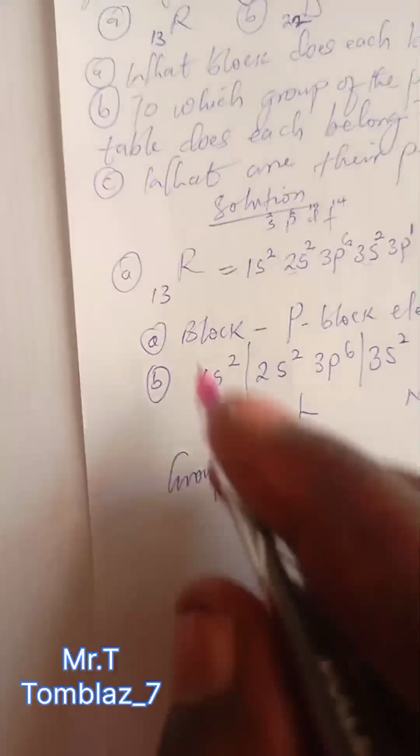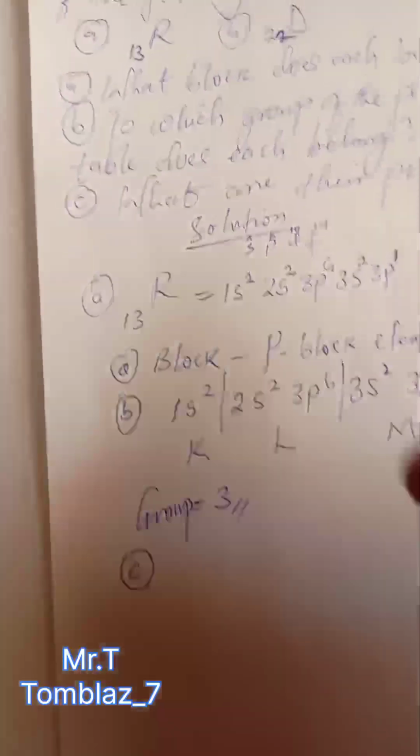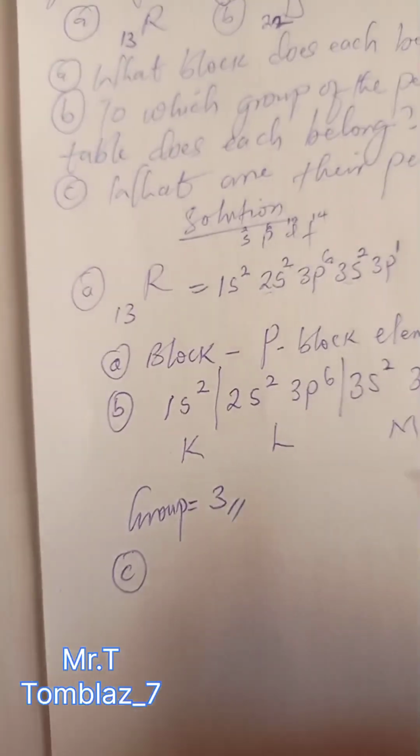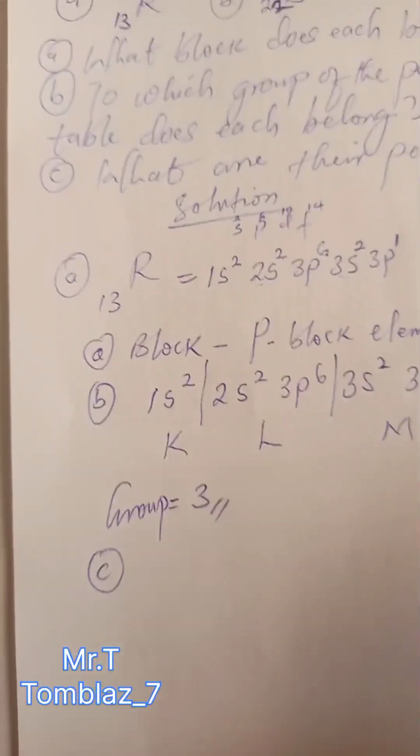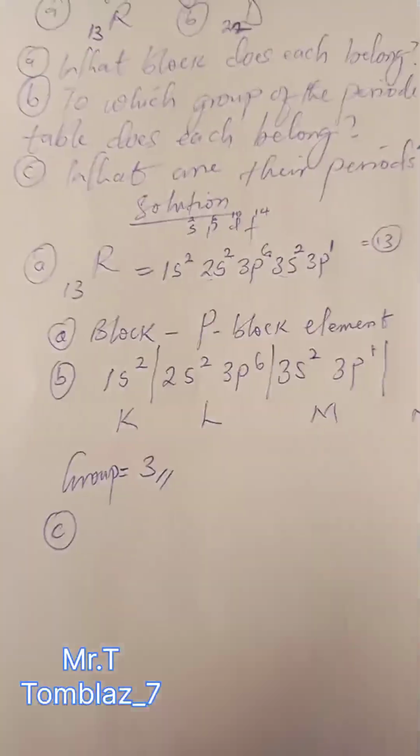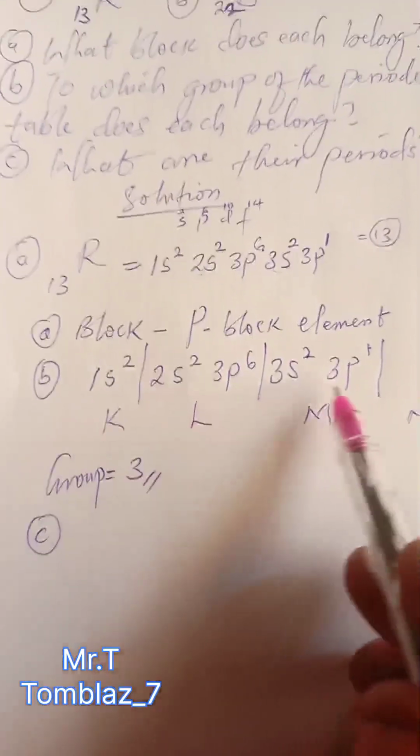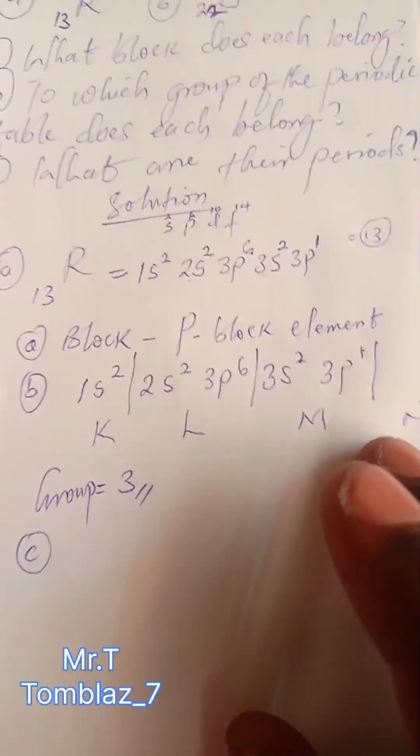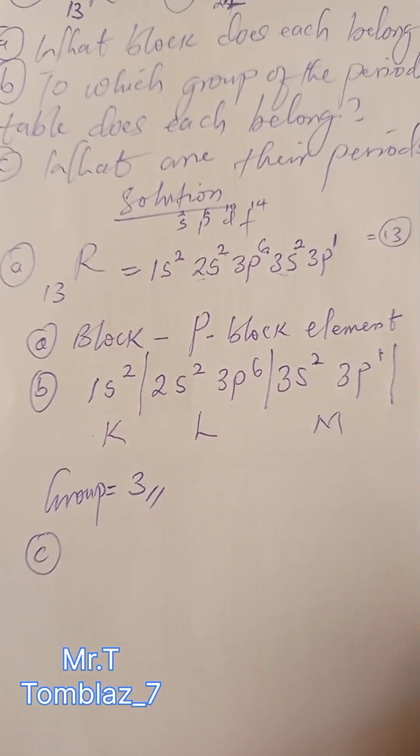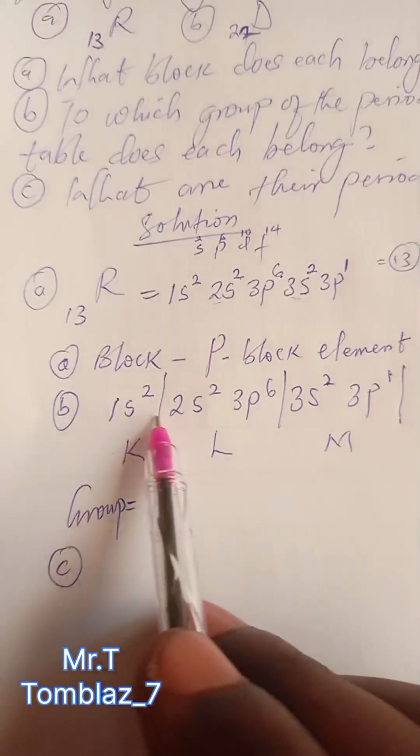So let's go to option C. Option C says what are their periods? How do we get the periods? Now, in getting your period, this is what you should consider. Period is easily gotten from still the same electronic configuration, right? But how? This is very interesting. To get your period, now look at all the blocks, right?